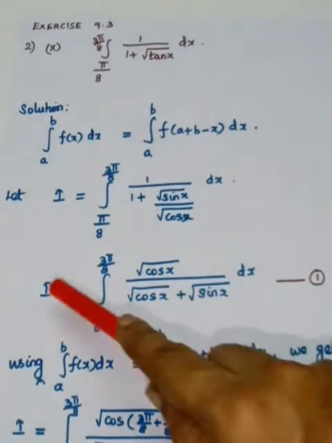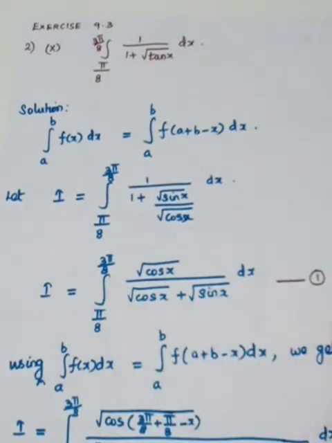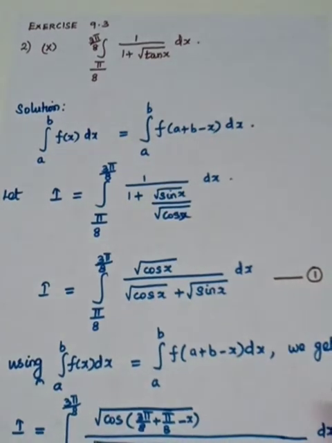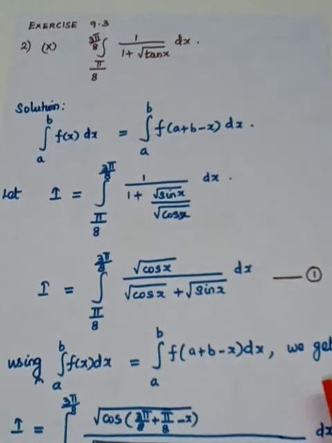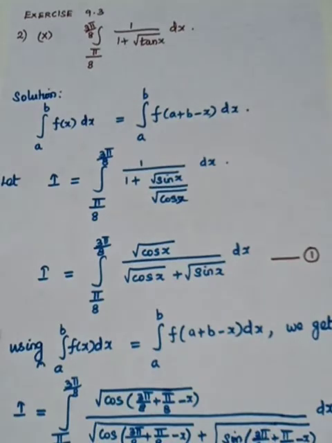So you have to name this as I. So the value is I, and you have to call this integral as 1. So the value is 1. Okay. So now you are going to use the property of definite integral. Which property? That integral a to b f of x dx is equal to integral a to b f of a plus b minus x into dx.